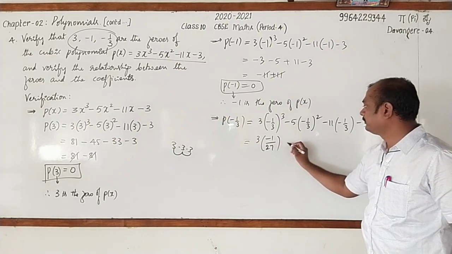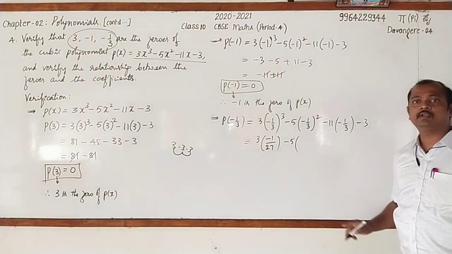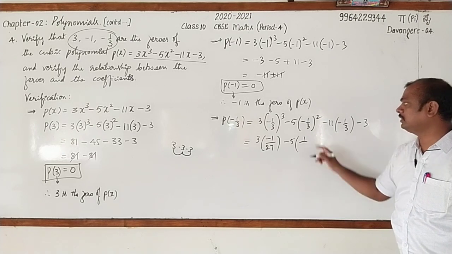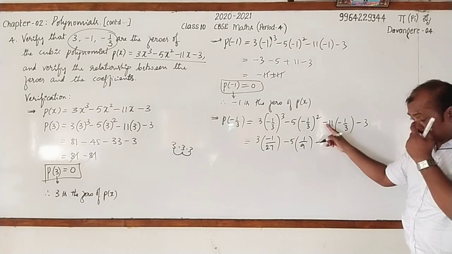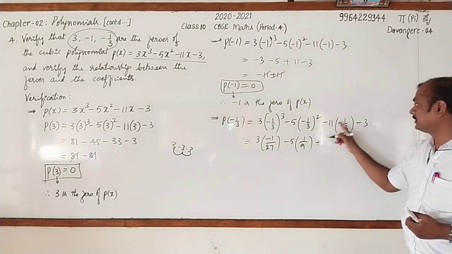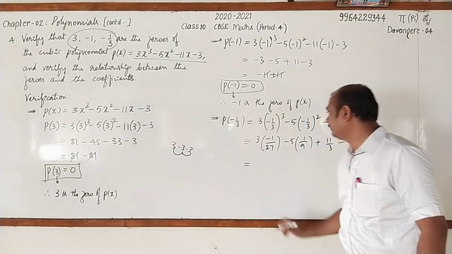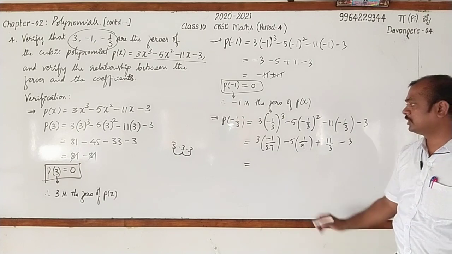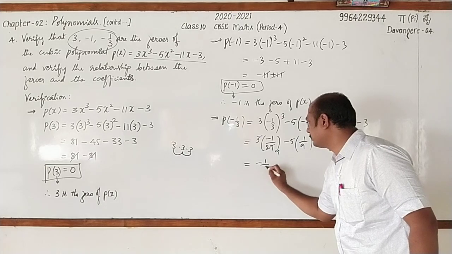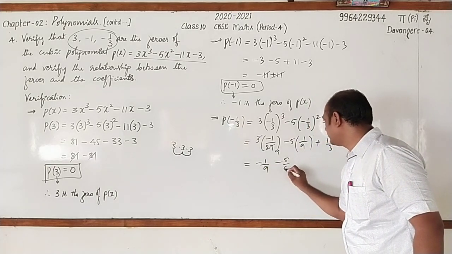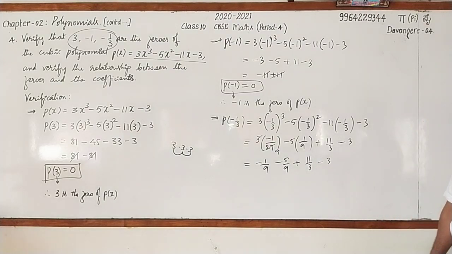Next, here minus 5 as it is. Apply the square to both numerator and denominator. (−1) squared is 1. 3 squared is 9. Minus, here observe, minus into minus is plus, 11 ones are 11. 11 by 3, minus 3. This is equal to, here we have a chance of cancellation. Observe, 1s are, 9s are. Hence now I can write it as minus 1 by 9. This is minus 5 by 9. This is 11 by 3 and minus 3.